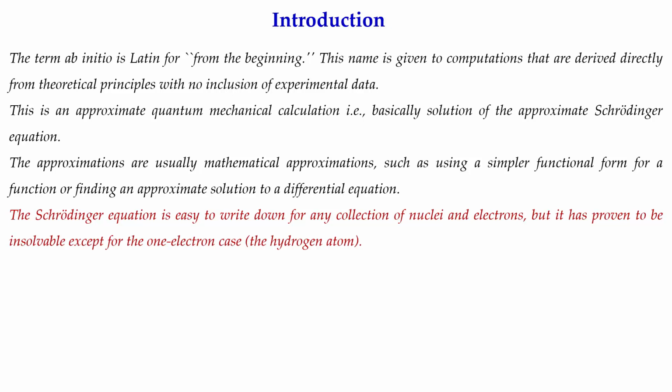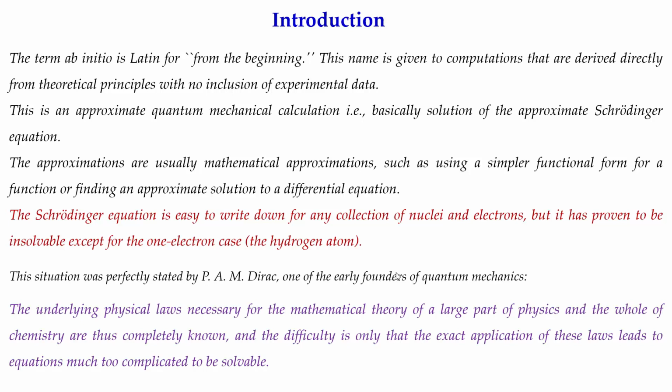For that, this situation is very well described by P. A. M. Dirac in a famous quote, where he said that the underlying physical laws necessary for the mathematical theory of a large part of physics and the whole of chemistry are thus completely known. It means that you can define all the parts. But the difficulty is only that the exact application of these laws leads to equations much too complicated to be solvable.